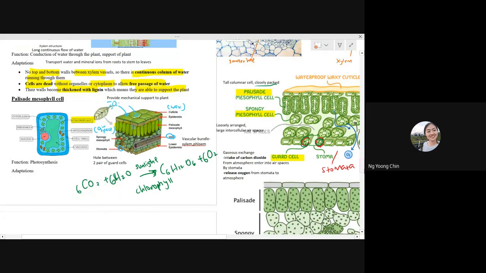Because in the next few lessons you will know that photosynthesis actually happens inside the chlorophyll. It's not chloroplast, but chloroplasts do contain chlorophyll.